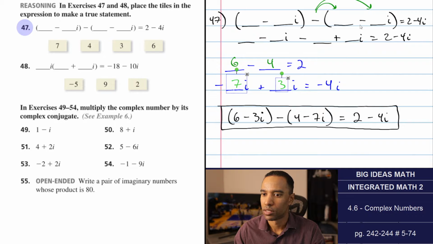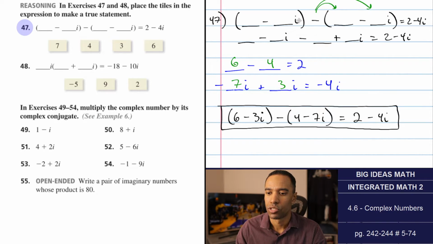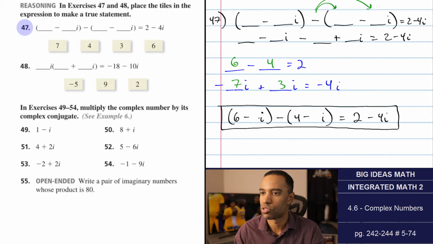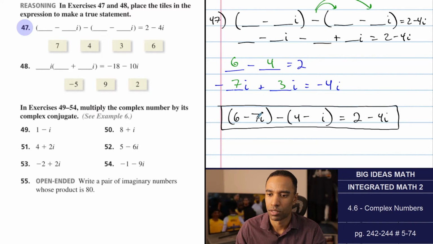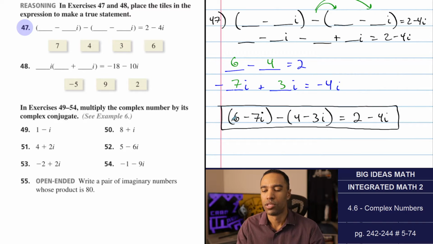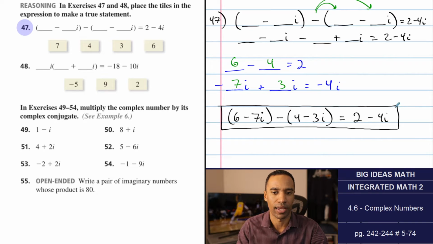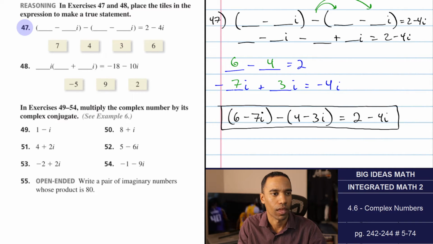Make those green. Not that light, like that. So I have that wrong. Negative 7i and negative 3i. So, boom and boom. Okay. 6 minus 4 is 2. Negative 7i minus negative 3i is negative 4i. Yeah, that seems to work out. Okay. Maybe I don't have to divulge as much.